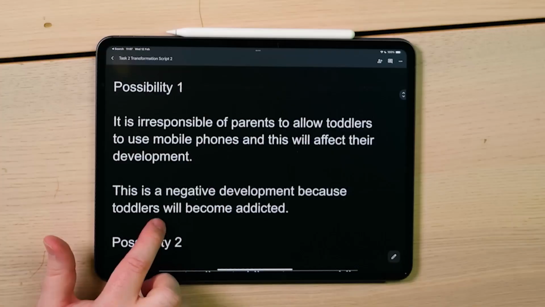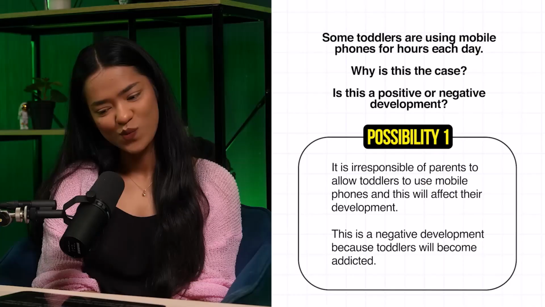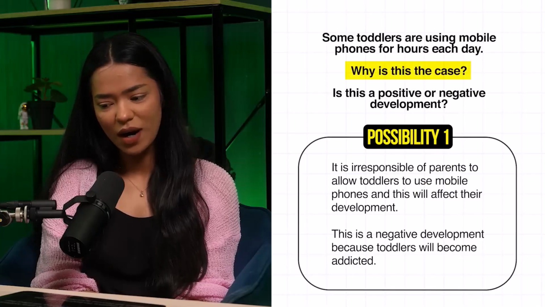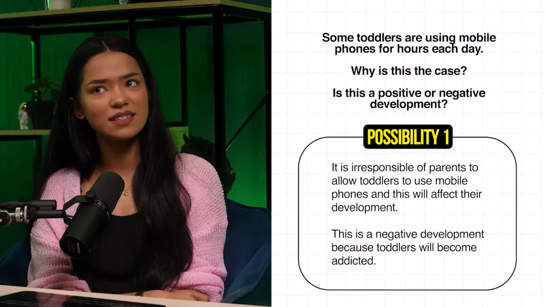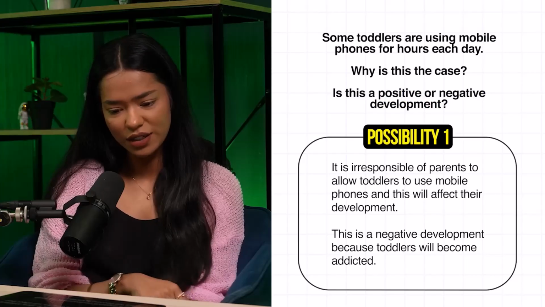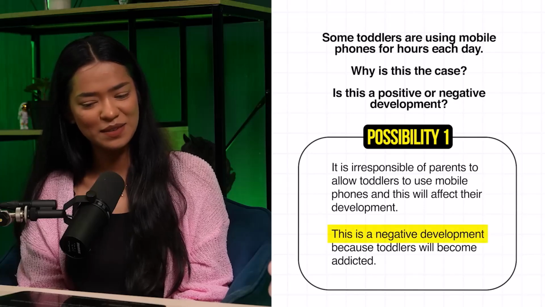So let's go through them one by one. So there's 3 possibilities. 2 of them are completely wrong, and I'll explain why they're wrong. But I would like you to tell me which one. We'll go through them. So think whether this one is correct or not correct. In the question it says, why is this the case? And is it a positive or negative development? So I'm trying to answer according to that. And I think this is the correct one. Why? Because I do believe it's a negative development.